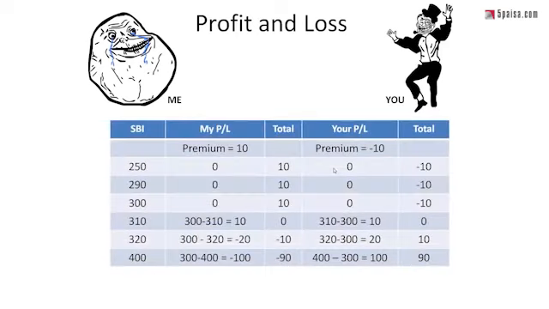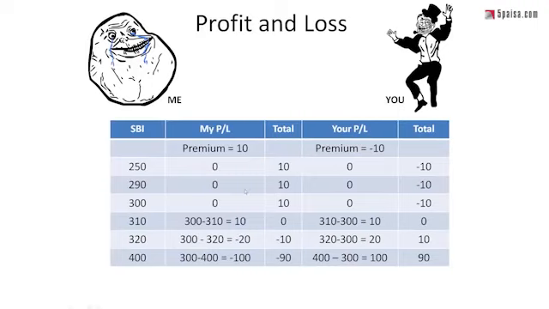Now let us look at profit and loss in some other scenarios. At 250, I make the premium of 10 because I am the seller. You gave me money of 10. You make 0 rupees from the option because the option is not useful below 300. It's a call option, so below the strike price, it has no meaning at all. It just expires at 0. So this is 0, but I make a premium of 10. So total 10. You make nothing from the option and lose the premium, so it is minus 10.